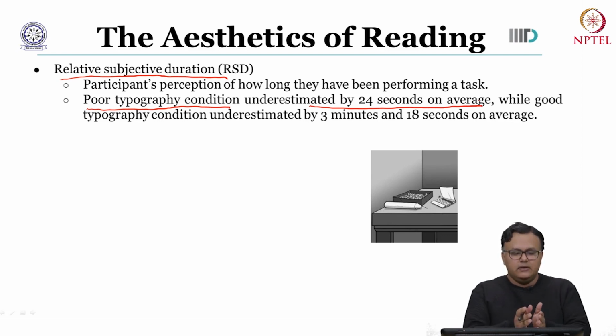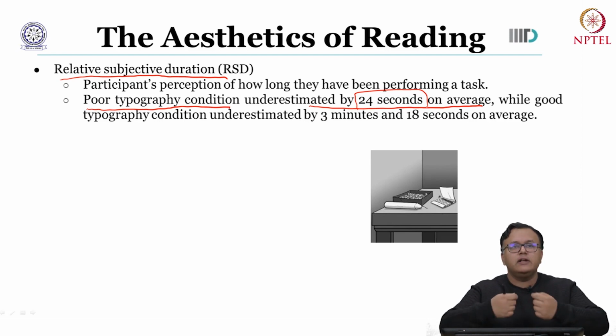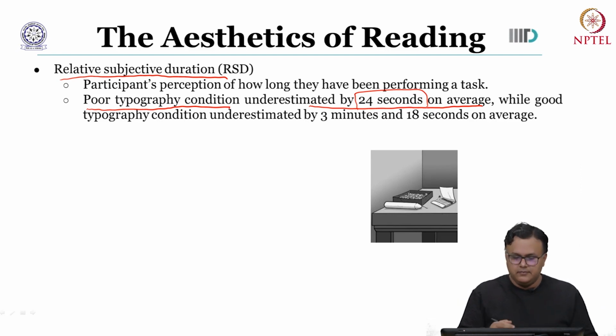So, let's say they have been performing a task for n seconds. When the text which they were reading as part of the task, they were given with poor typography conditions, they said, well, the duration for which I have been working on this task is roughly 24 seconds less than the actual duration. Why? Because in this, they had more cognitive load because of the poor typography.